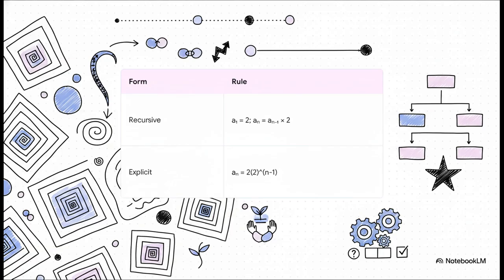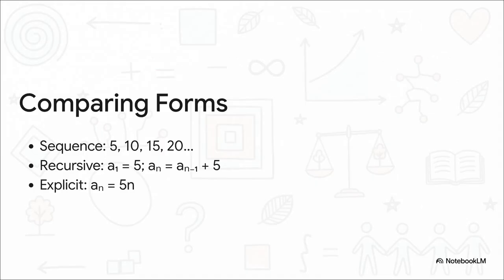Let's test it to find the 4th term. Plug in 4 for n. 4 minus 1 is 3. 2 to the power of 3 is 8, and 2 times 8 is 16. It works perfectly, and it gives us the power to find the millionth term without having to calculate the 999,999 terms before it. Incredible, right? This next one brilliantly illustrates the core concept one more time before we do some practice.